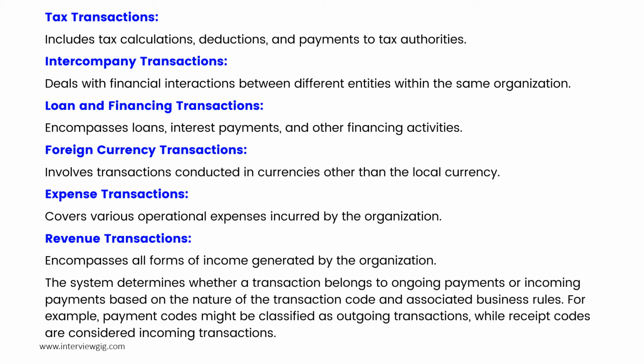The system determines whether a transaction belongs to ongoing payments or incoming payments based on the nature of the transaction code and associated business rules. For example, payment codes might be classified as outgoing transactions, while receipt codes are considered incoming transactions.